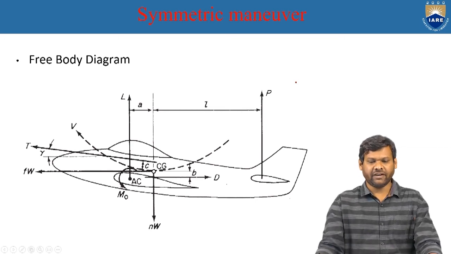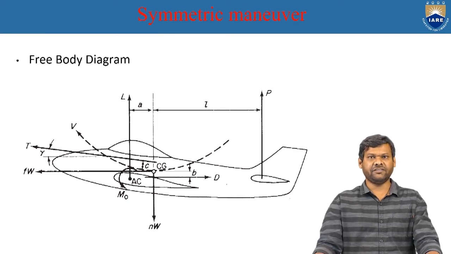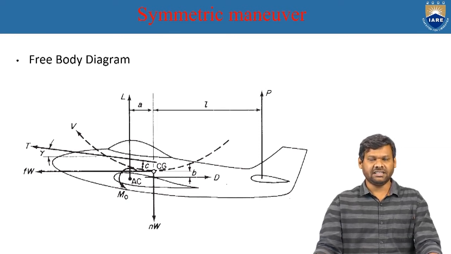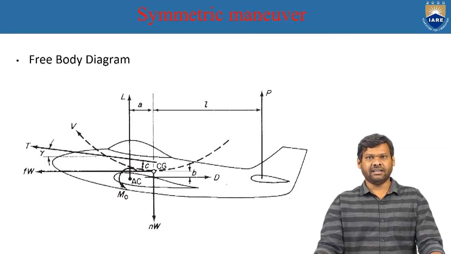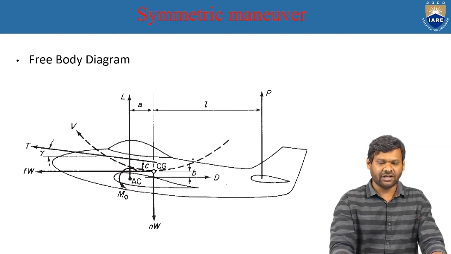Okay. Finally, symmetric maneuvers. In the previous discussion, what we have seen is the free body diagram of a flight when it is in level flight condition. But when a flight is executing a pull up or pull down, in this case we are taking only the pull up maneuver. You can see that the velocity is curved.